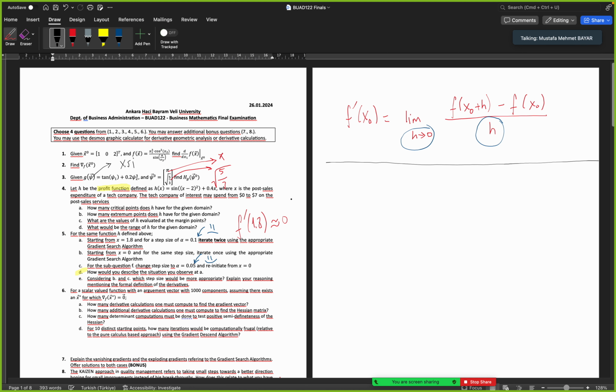Let me just proceed with the sixth question. In the sixth question, we are asked to compare gradient search algorithms with the calculus-based approaches for multivariable functions. The information is we have a multivariable function whose argument has 1000 components.